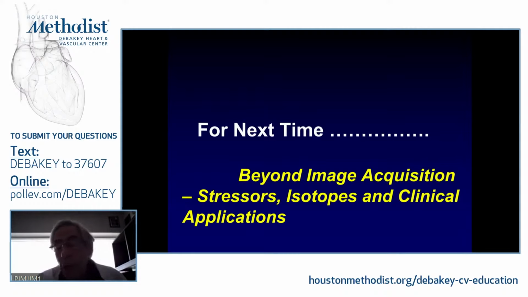And once we have that adequate picture, to assess it further in terms of what types of artifacts are present and how we can manipulate the images or maybe re-image the patient to get better results. And so that's it for today in terms of the basics. I know there are a lot of basics we went over, and there's a lot more yet to go over in future lectures, including stressors, isotopes, and the many clinical applications of myocardial perfusion imaging.